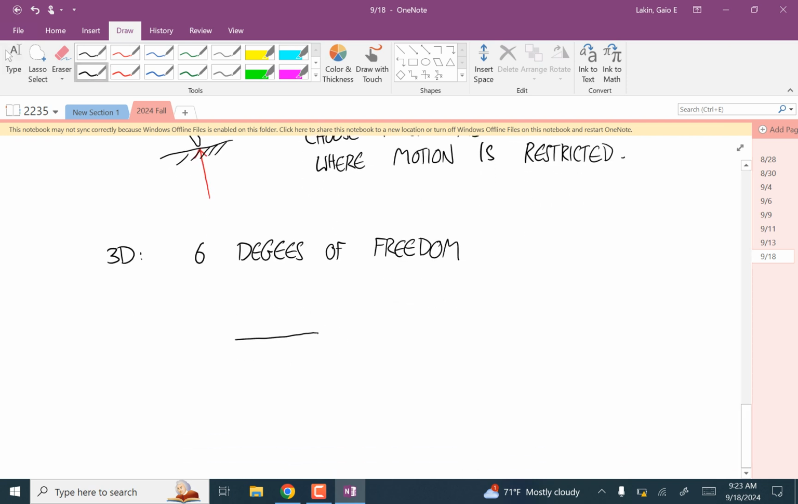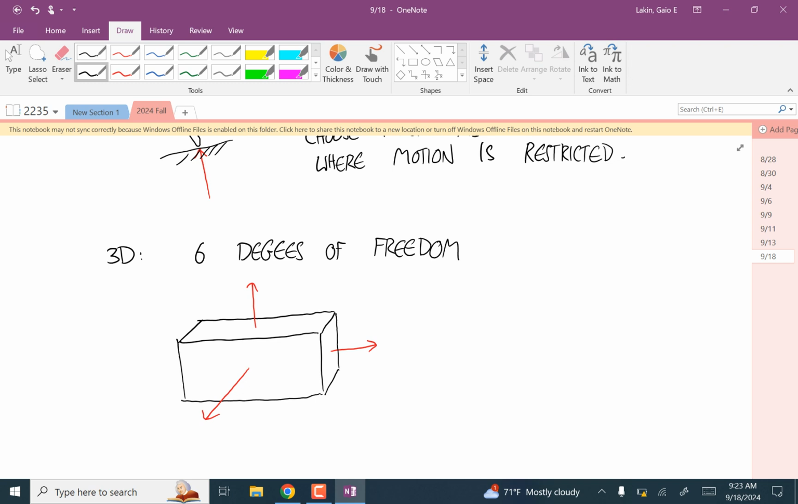So the body, here's the body in 3D. And the translations are pretty easy to visualize. One is that way. There's a perpendicular one that way. And then another perpendicular one that way. Okay.